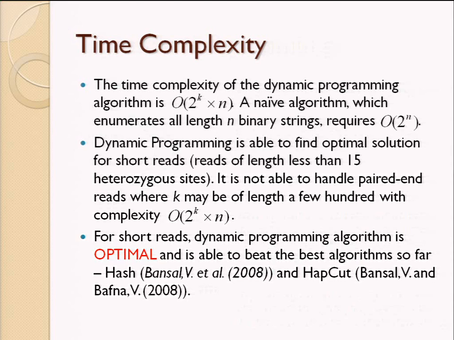And the algorithm's complexity is, for each of the k strings, we need to enumerate over all the positions spanning the haplotype, plus n. We can also develop a naive algorithm, and this obviously requires exponential time in n when n is big. This algorithm is able to find a solution for this length. Again, it's not able to handle large K. When K is big, it is actually optimal, and it is NP-hard.